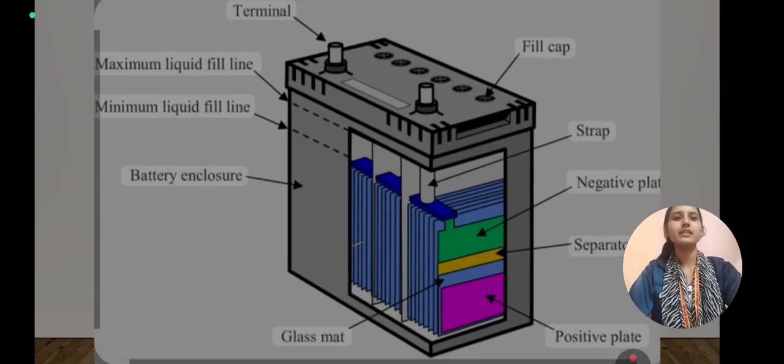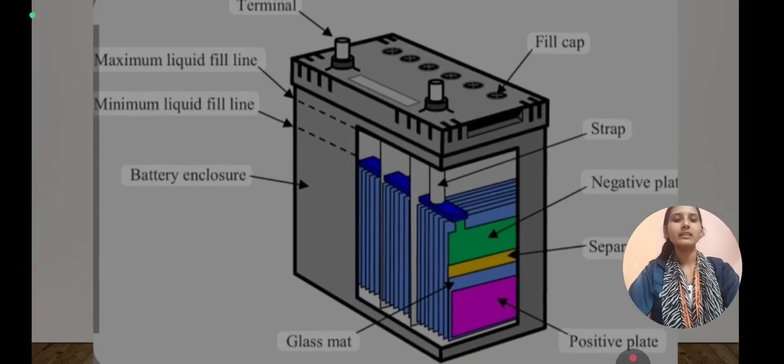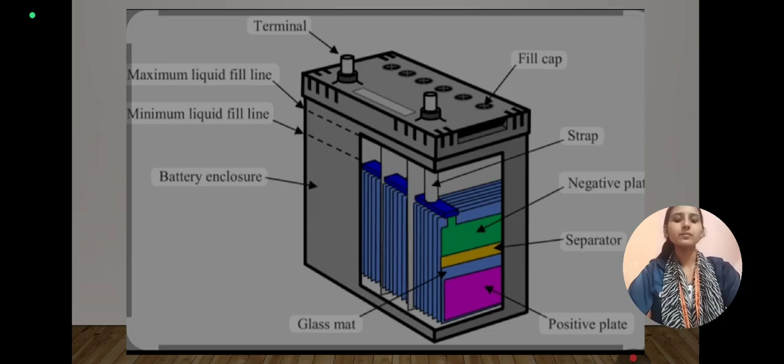Here we can see the lead acid battery. This diagram shows the internal structure of a lead acid battery including terminals, plates, separators and glass mat, and liquid fill levels: minimum liquid fill line, maximum liquid fill line, fill cap, strap, etc.